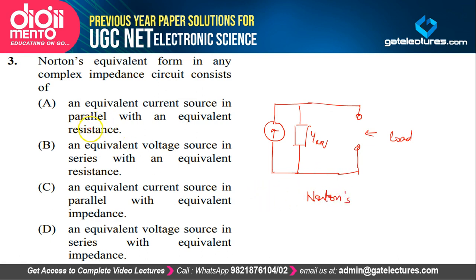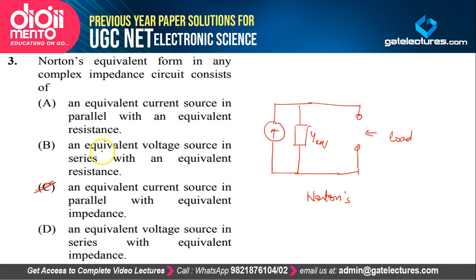If you just talk about this option B, okay, fine. So which option is this going to be? This is going to be option C, equivalent current source in parallel with equivalent impedance. So do not confuse between impedance and resistance, okay? Since we are applying this in parallel with some source, we consider impedance.